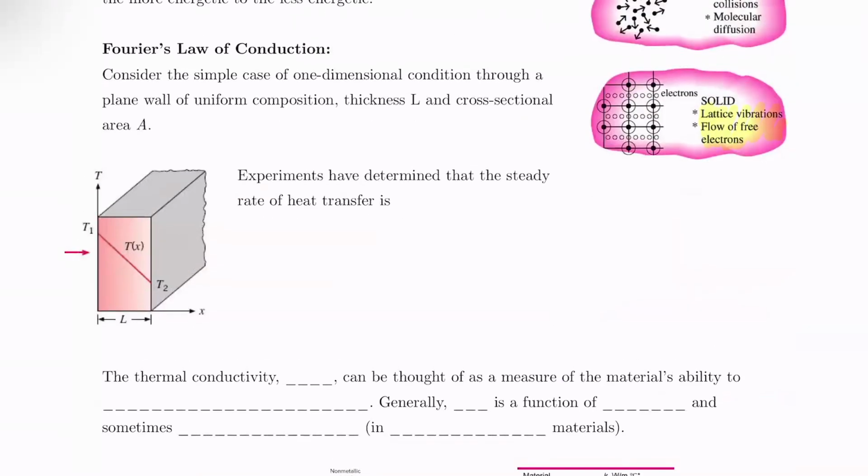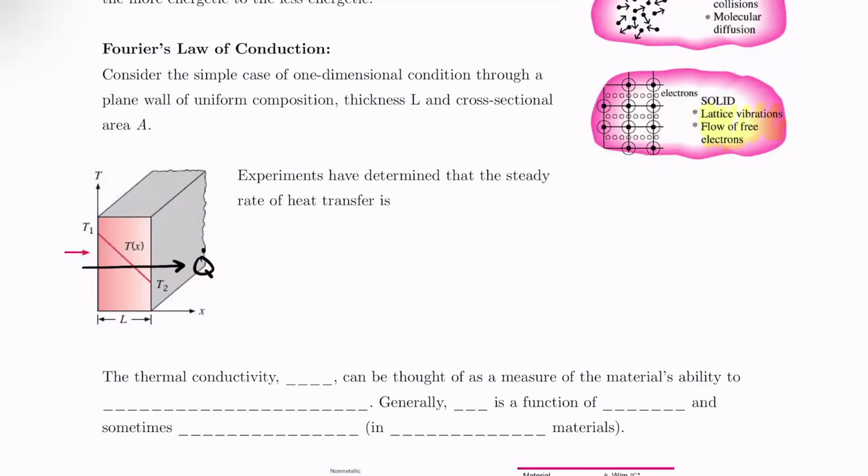So Fourier's law is what governs conduction. If we think of a very simple case where we have a wall of some uniform material with thickness L and a cross-sectional area A, and two differing temperatures on either side of that wall. Experiments have shown that the steady rate of heat transfer, which goes from hot to cold, so we're going to have Q dot generally going this way, right?